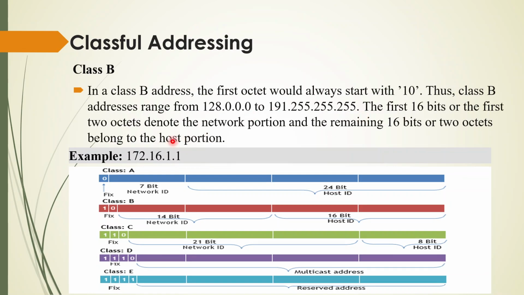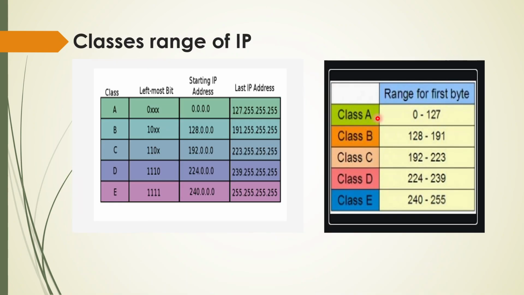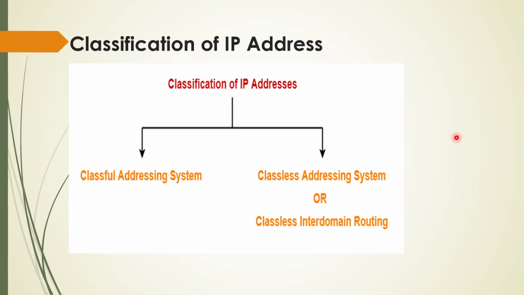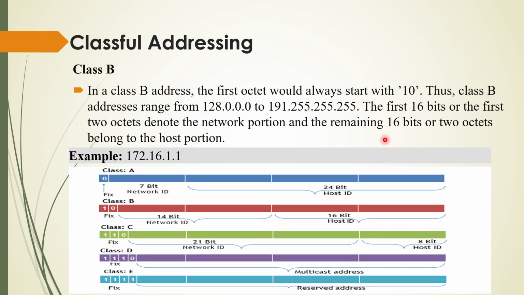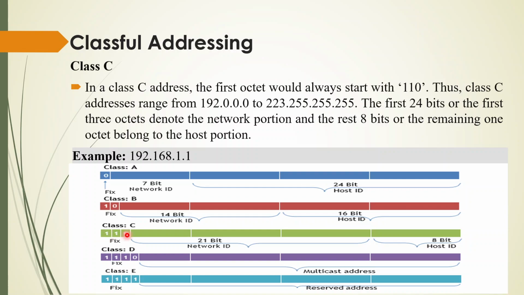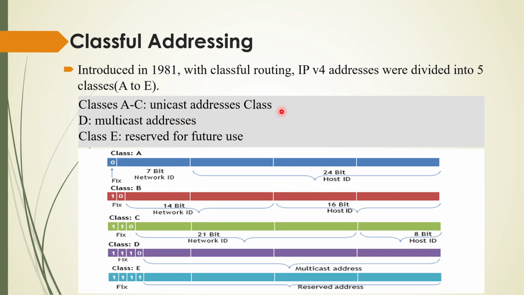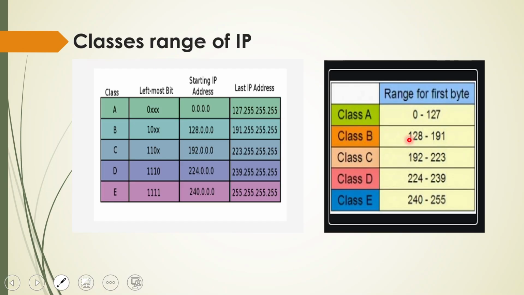Like this, for class B we have a 10 prefix. The remaining are the 14-bit network ID and 16-bit host ID, and we can write the range from 128.0.0.0 to 191.255.255.255. This is the range, 128 to 191. Now next is class C. For class C we have a 110 prefix, and the range is 192 to 223.